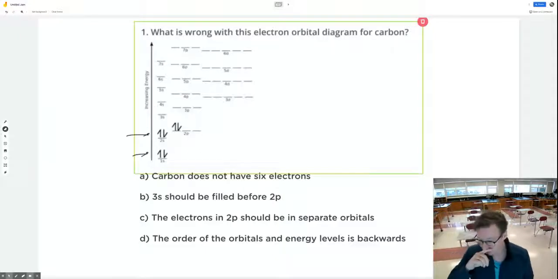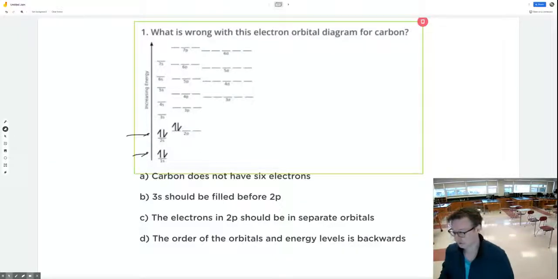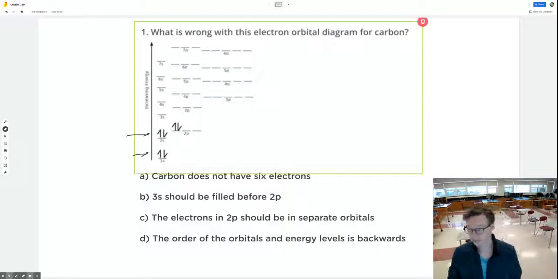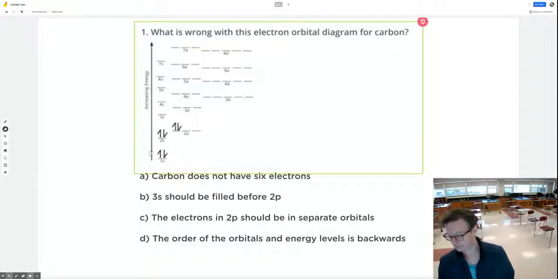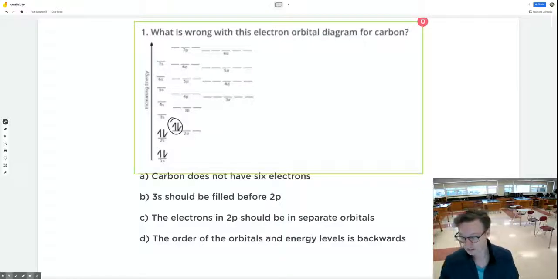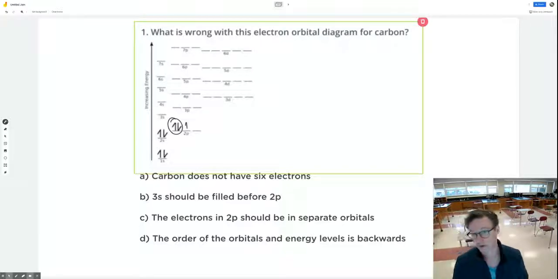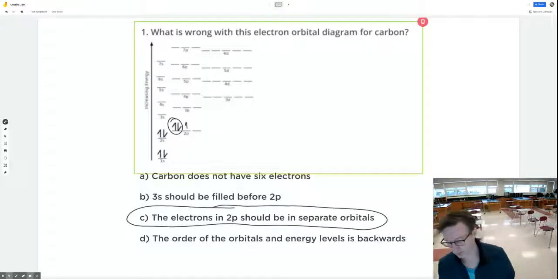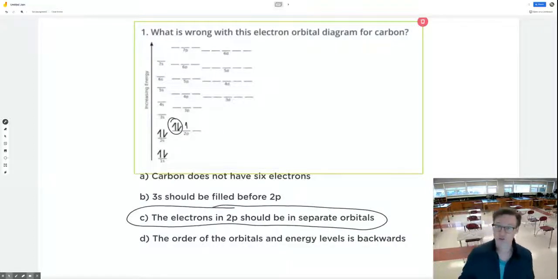Rule number 2 says that if the electrons don't have to share an orbital, they will not. So this is where we have a bit of an issue here because these two electrons are in the same orbital, even though there are other orbitals available on the same sublevel, the 2p sublevel. So the answer here is that the electrons should be in separate orbitals. Okay, that's called Hund's rule. It's the second rule of the electron configuration.